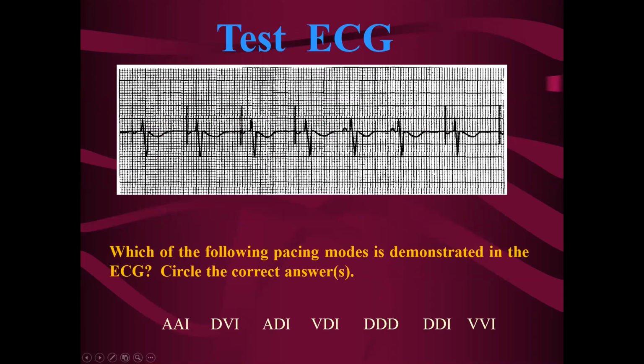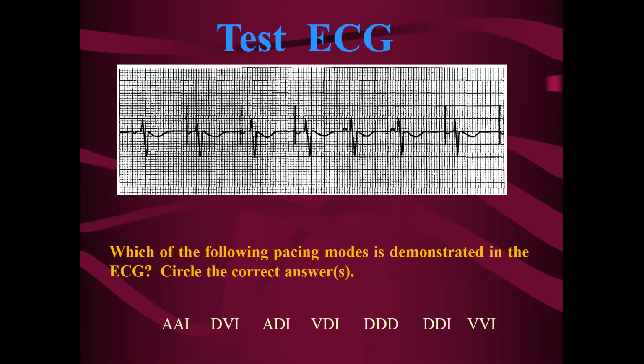I'm wondering if anybody from the group would like to try and work through this one. Atrial pacing. Okay, pacing in which chamber? Atrial chamber, so AAI. Yep, it looks like it could be AAI.